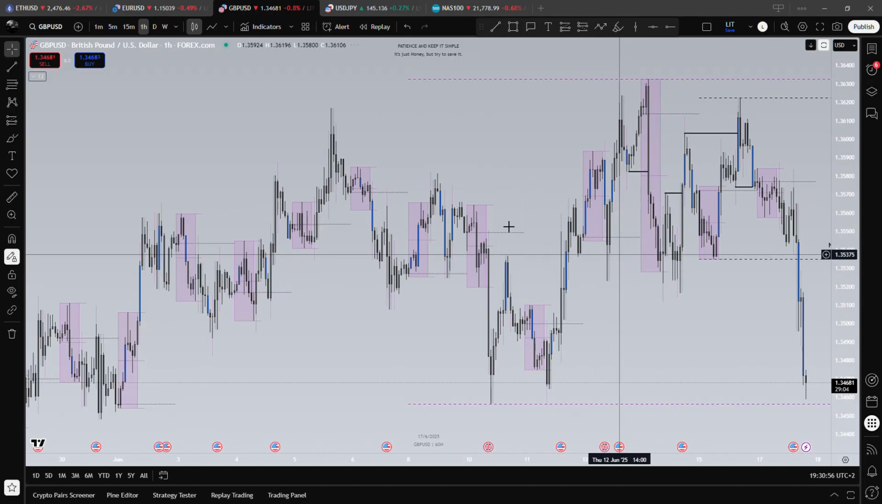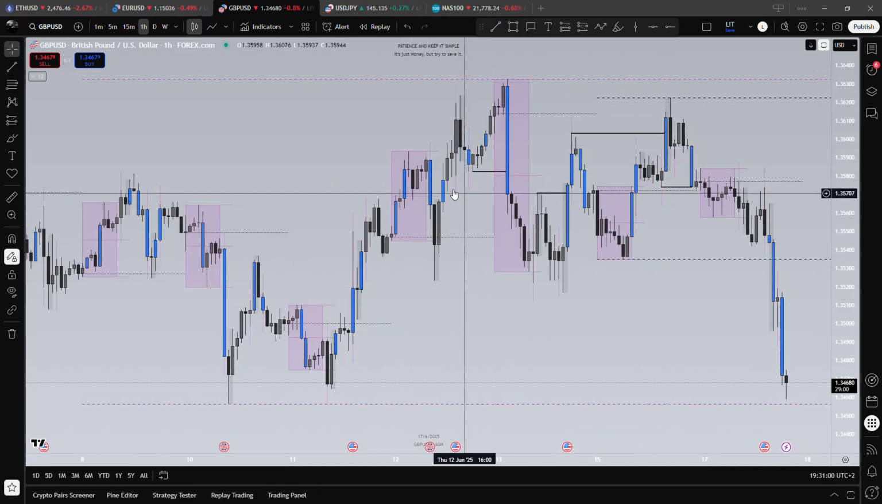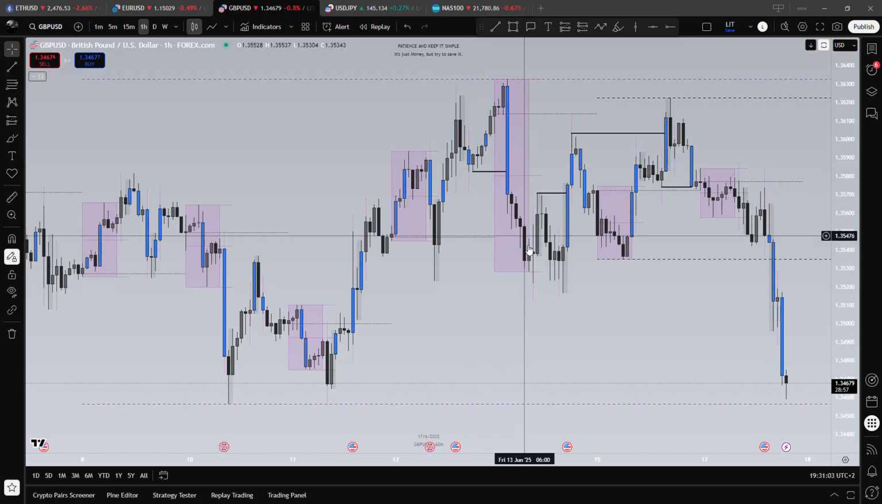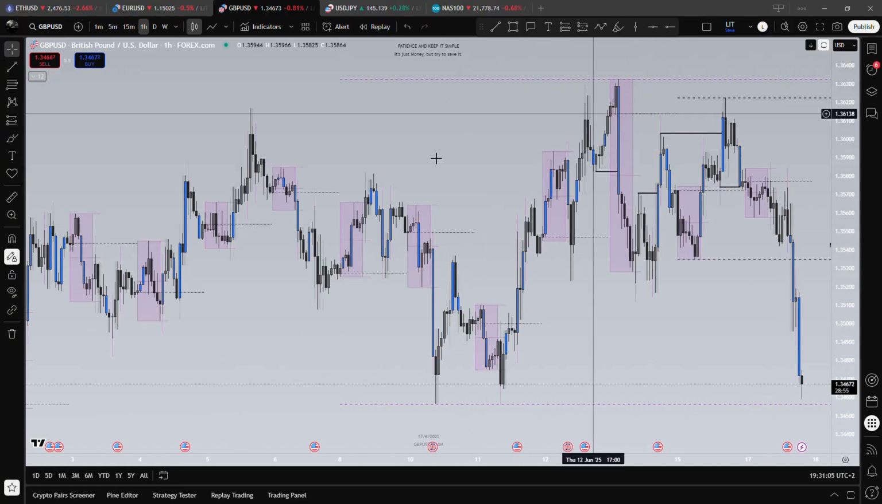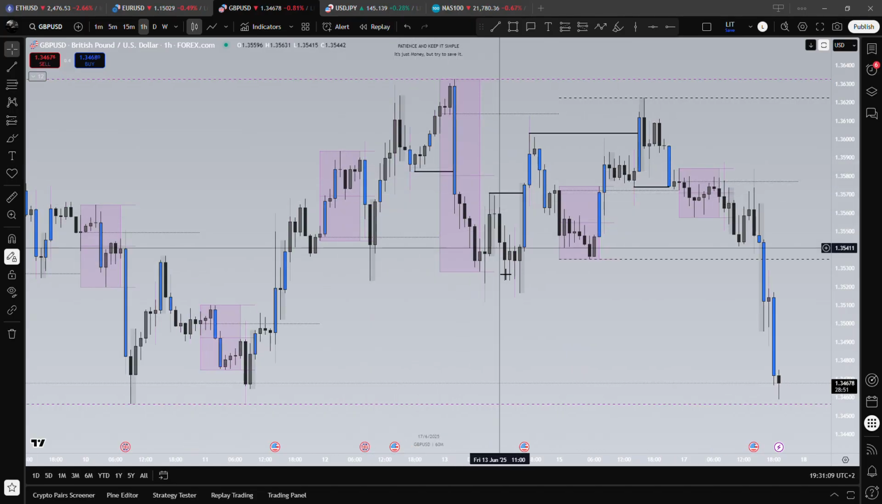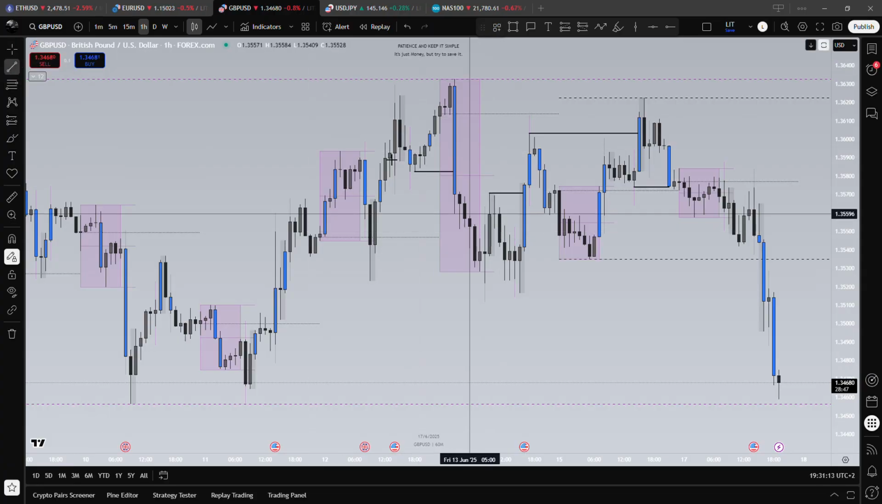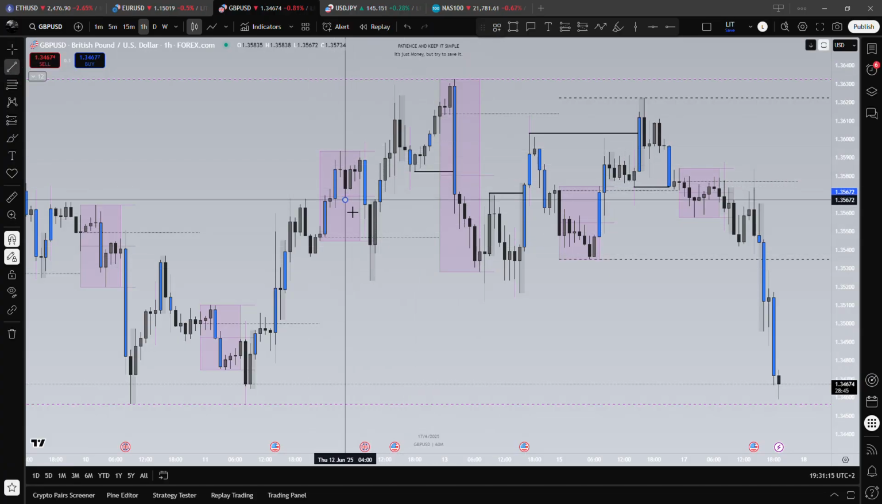GBP, more or less the same. We were in an uptrend, then we started with a break of structure here. For me, here is like a range, okay? I don't know where the market headed. So we had, well, we can say that this some kind of, let me show you.